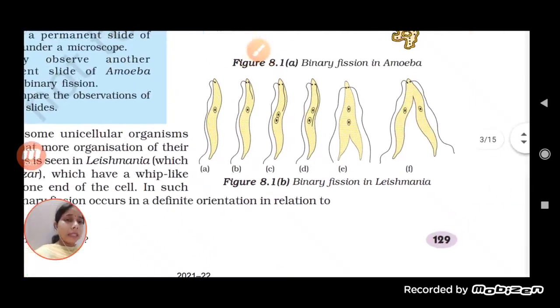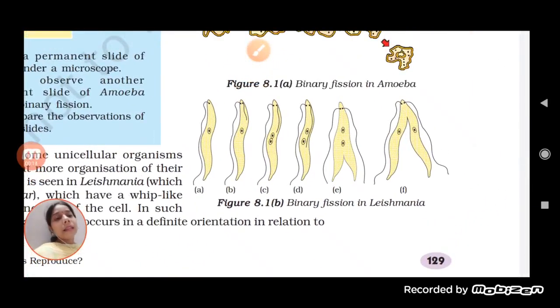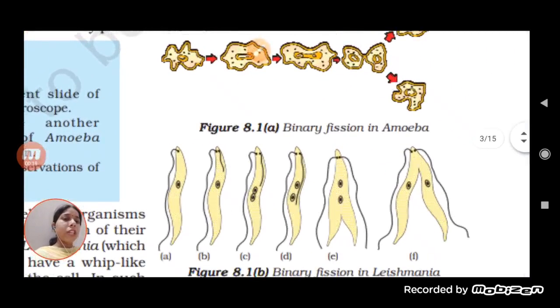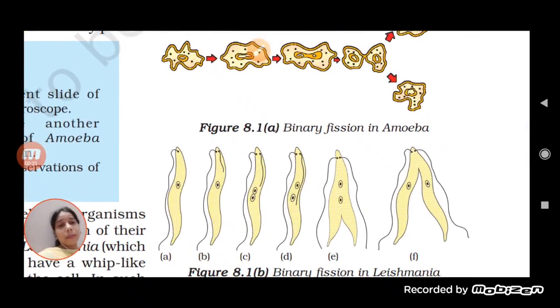Now let us see Leishmania, students, because it is said that binary fission takes place in amoeba. So what is there in the amoeba? The amoeba shape is what? Binary fission takes place in amoeba, and binary fission takes place in Leishmania also. In the amoeba, since the shape is not regular, the formation of the nucleus and the division happen irregularly only. But in case of Leishmania, which is what?